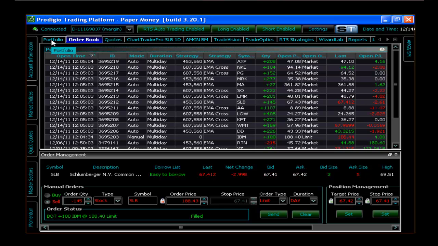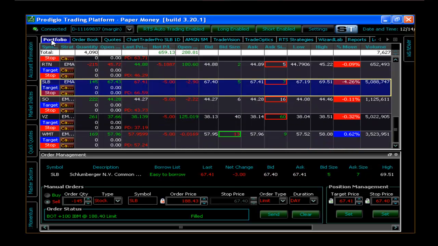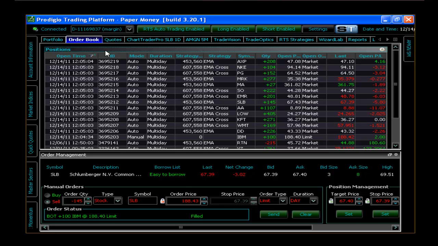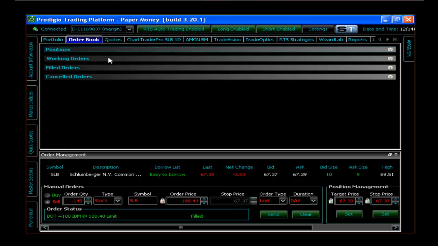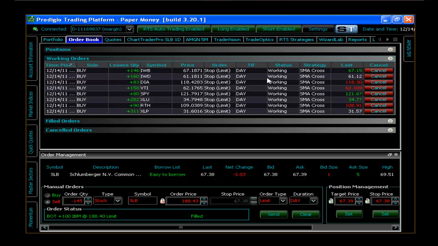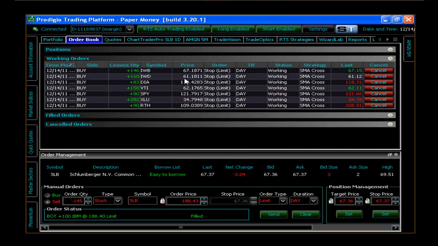So going through really quick left to right, there's a number of views on Prodigio, such as your portfolio. Portfolio shows you your actively open positions. Order book is a simple tabulation of various trading events, such as your positions, the orders that are currently working, right? And so these look like these are stop orders at limit. These are working orders. And if I ever want to cancel any of these, you can just go right over here and you can cancel one of these.